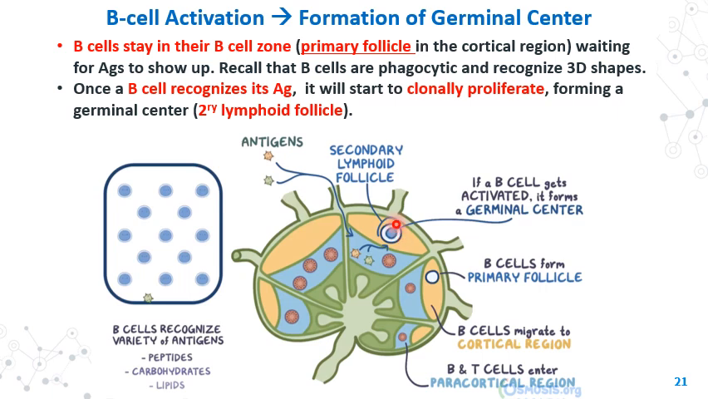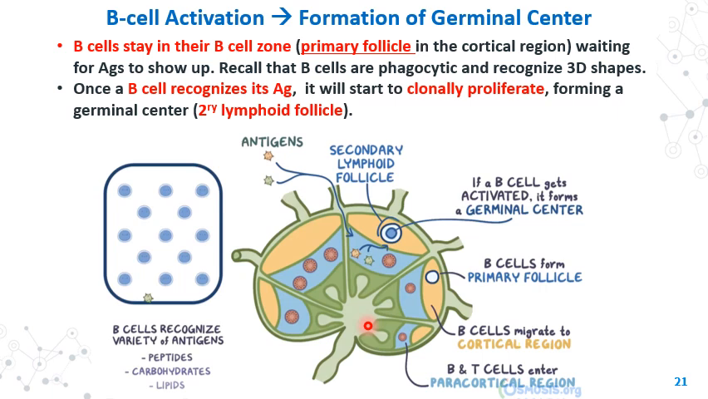Okay, so now is the formation of that germinal center. At first, you're going to have a primary follicle, and then you're going to have a secondary follicle because the thing is going to grow. It's going to get bigger. Okay? So let's see what is important here.